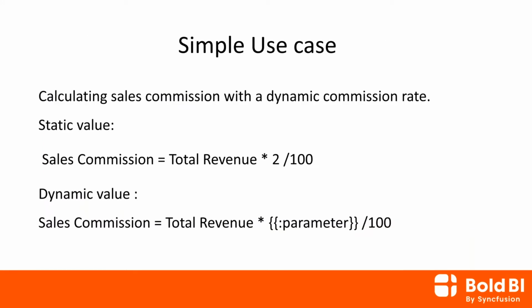I'm just showing a simple use case here where you can use a parameter. For example, for calculating a sales commission, the total revenue could be multiplied by the commission rate. So what you're seeing here is 2% of the total revenue. If you're creating a calculated field like this, eventually this value 2 may be changed to 1.5 or 1.6, whatever you have based upon the current scenario or different conditions.